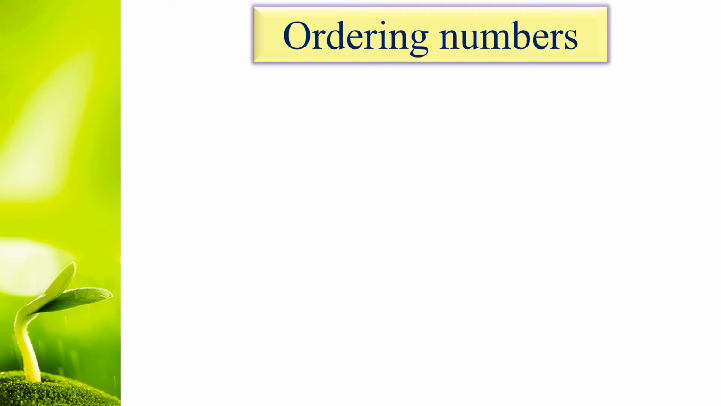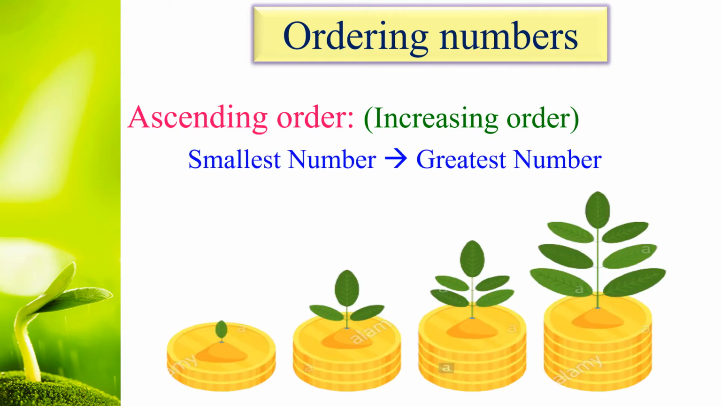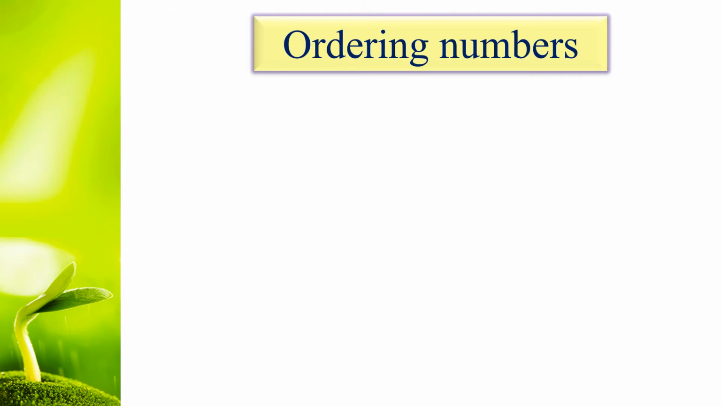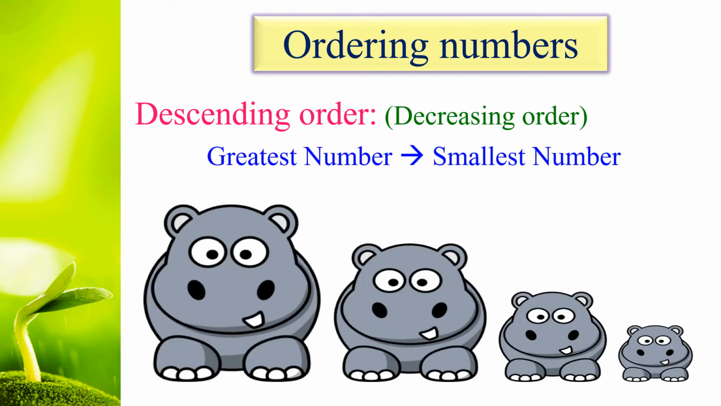Now coming to ordering numbers. First one, ascending order. Ascending order means arranging the numbers in increasing order. So we can arrange the numbers from smallest number to greatest number. Let's see descending order. Descending order means arranging the numbers in decreasing order. So we can arrange the numbers from greatest number to smallest number.